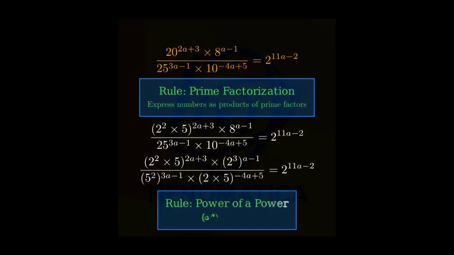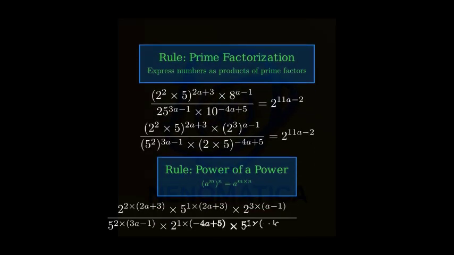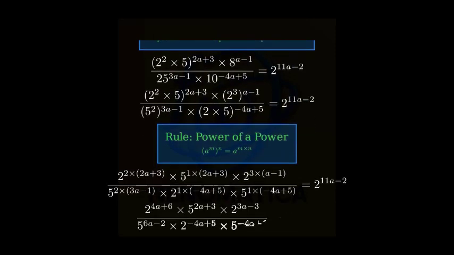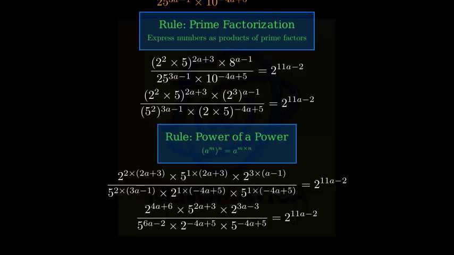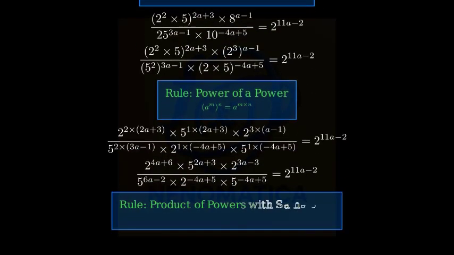Now, let's use the power of a power property which states that when we have a power raised to another power, we multiply the exponents. We'll apply this to each term in our expression. Let's multiply out the expressions in each exponent. In the numerator, 2 times 2a plus 3 equals 4a plus 6. For 5, we have 1 times 2a plus 3, which is 2a plus 3. For 2 cubed to the power of a minus 1, we get 3 times a minus 1, which equals 3a minus 3. Now, let's combine the like terms.